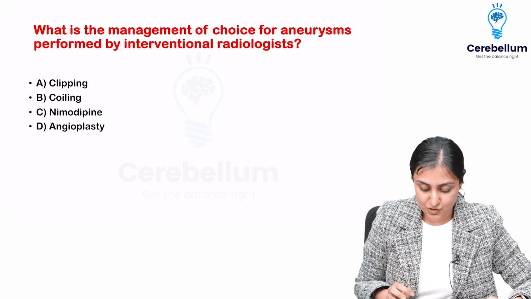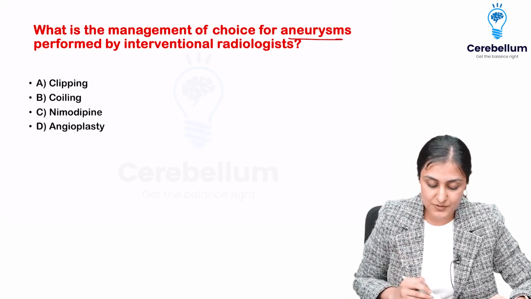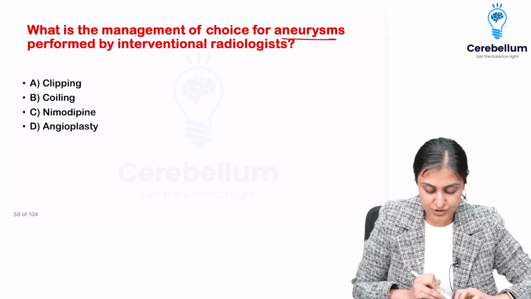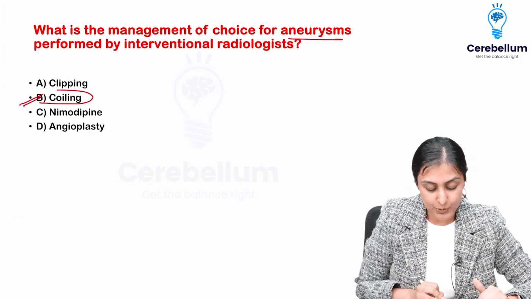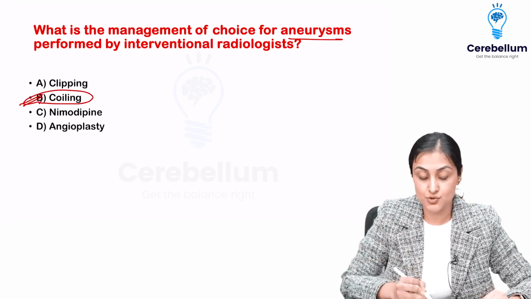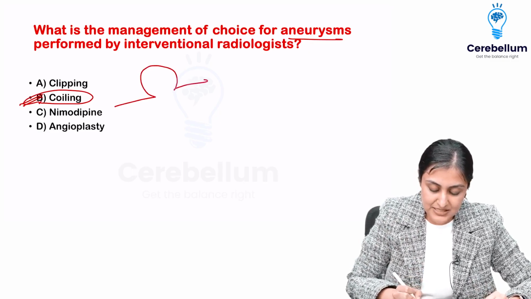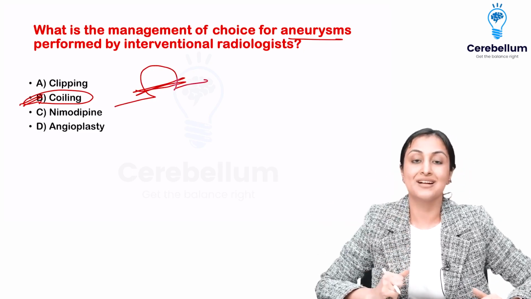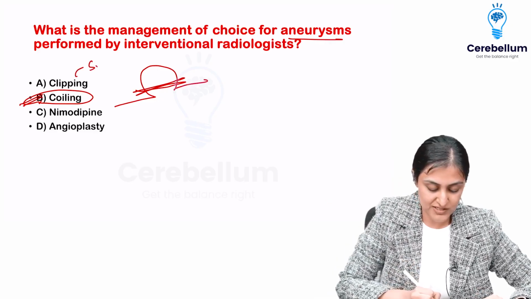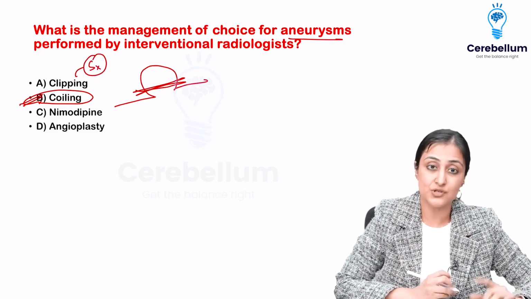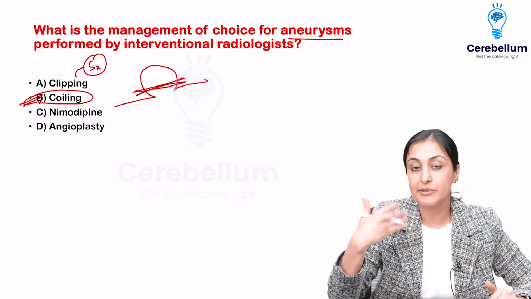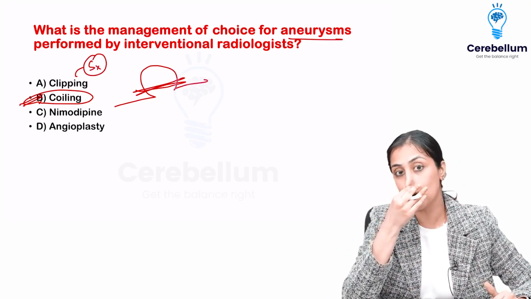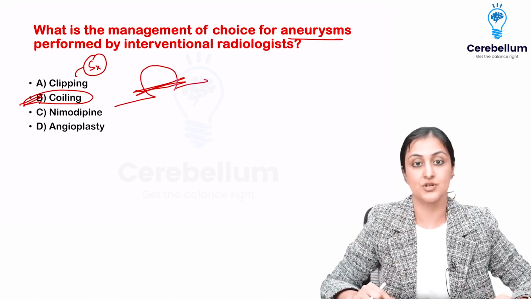What is the management of choice for aneurysms performed by interventional radiologists? As we said, we are going to be doing coiling. Don't get confused by clipping. Clipping is a surgical approach. A surgeon can externally clip the aneurysm. This is done for very big aneurysms which have a broad neck, but the preferred method done by radiologists, endovascular, is coiling.